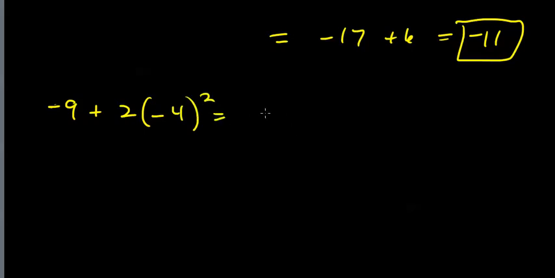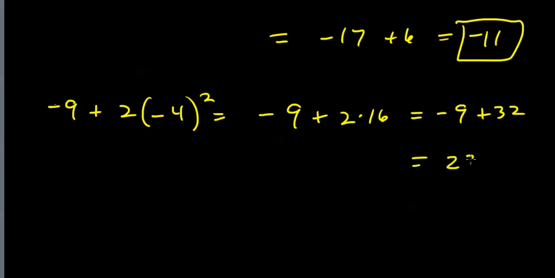All right. We've got an addition, a multiplication, and an exponent. Exponent will get done first here. Minus 9 plus 2 times minus 4 squared, which is positive 16. Then, of course, I'll do the multiplication. Minus 9 plus 32, and minus 9 plus 32 is, of course, 23. That is the final return for that example.